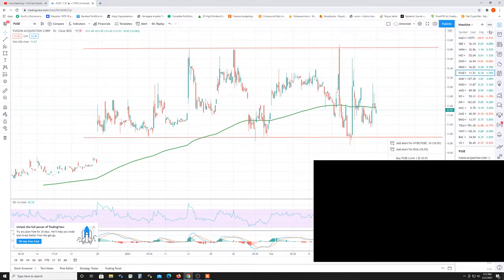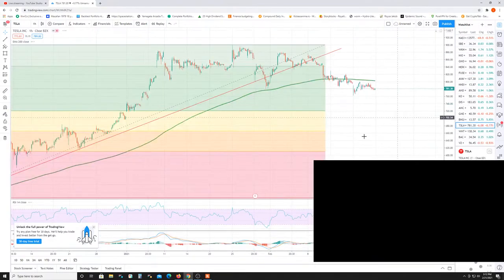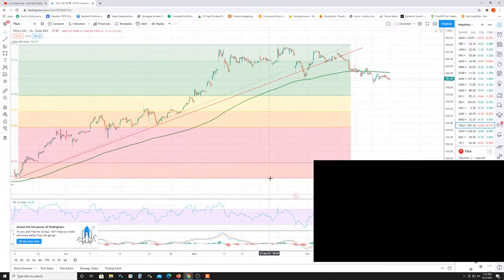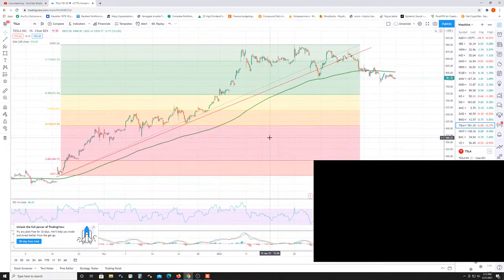All right, so that's ARK. Let's go to Tesla. I've been looking at Tesla for a while, so it's about time for us to pull it out, because Tesla is under 800. It went all the way up to an all-time high of $900.